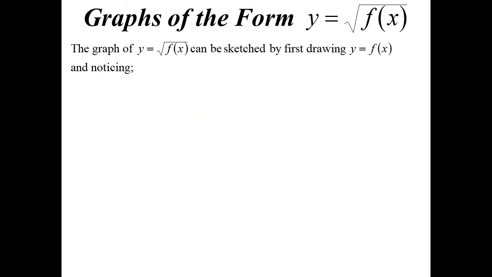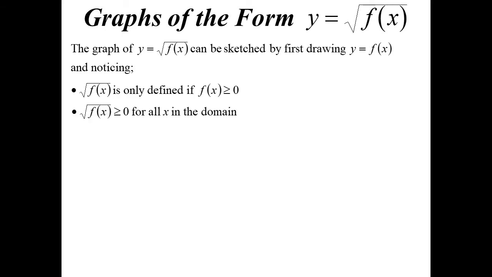Let's have a look at square root graphs. We have to draw the graph of the square root of a function. Again, you start by drawing your graph, whatever it happens to be. Well, we know that the square root of function x is only defined if the function is positive. But we also know, because we're talking positive square root here, the answer will always be positive as well.